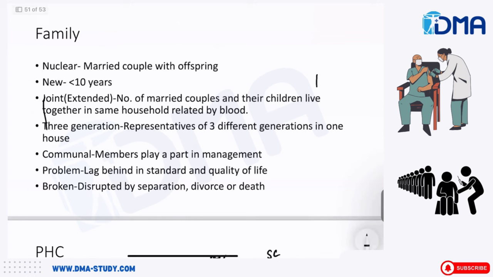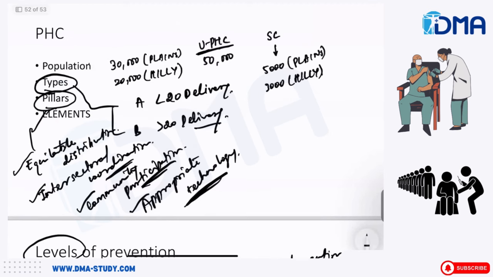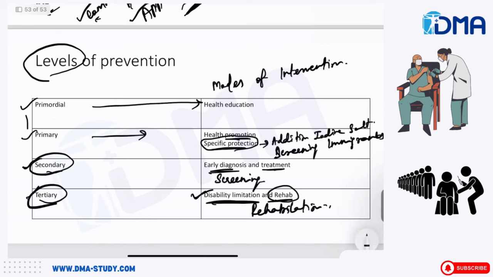We have seen families where you have to remember communal family, problem family, and broken family. Regarding PHC population, UPHC population is 50,000, subcenter 5,000, 3,000. We have two types. We have four pillars: equitable distribution, intersectoral coordination, community participation, and appropriate technology. And finally, the levels of prevention and their modes of intervention: health education, health promotion, specific protection, early diagnosis and treatment, disability limitation, and rehab. Fine.